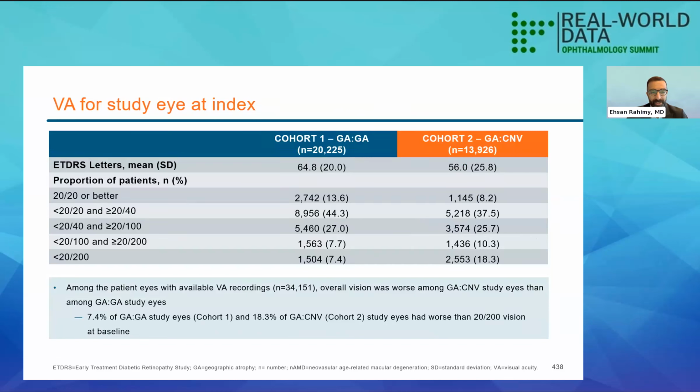When looking at baseline vision, this was slightly worse amongst cohort 2 eyes at about 56 ETDRS letters compared to cohort 1 with 64.8 letters. Overall, though, visual acuity was relatively preserved at baseline, with over half of patients having 20/40 or better vision in both cohorts.